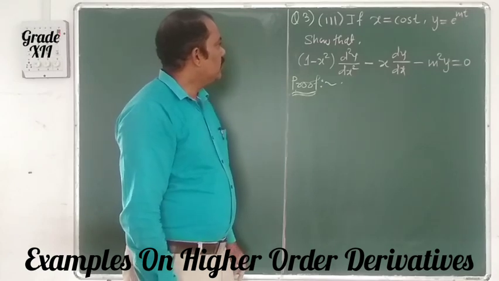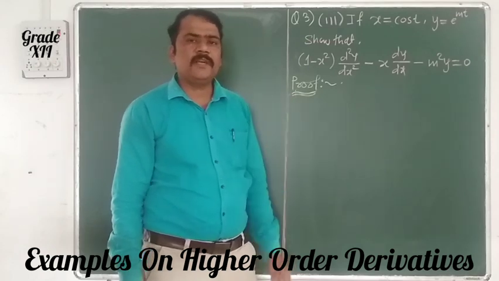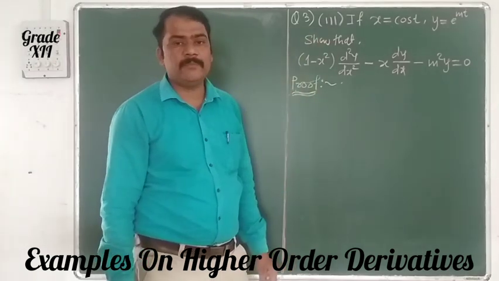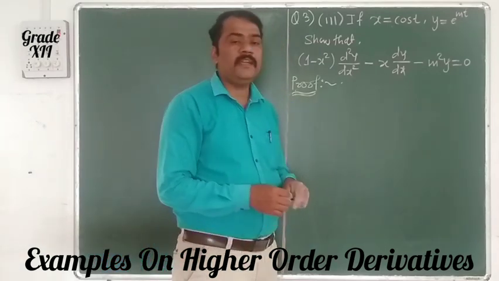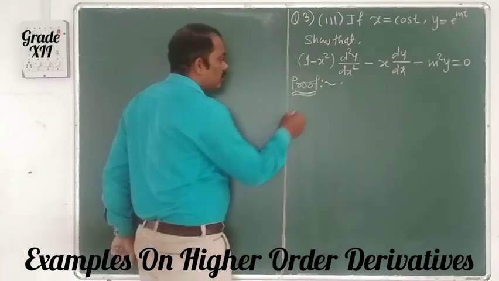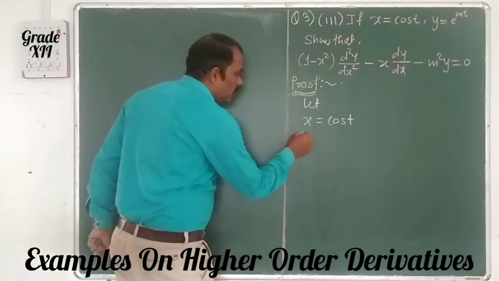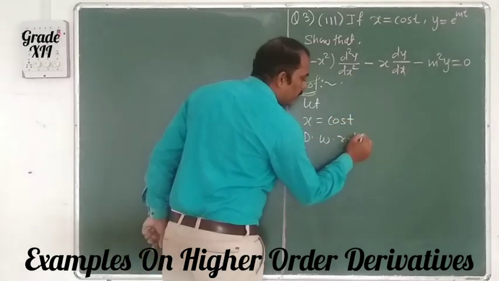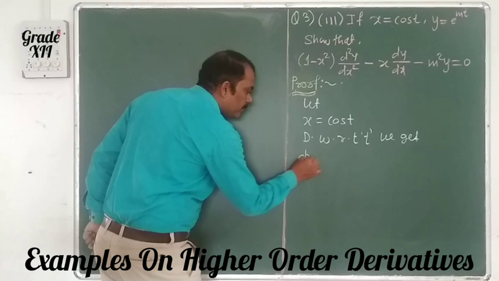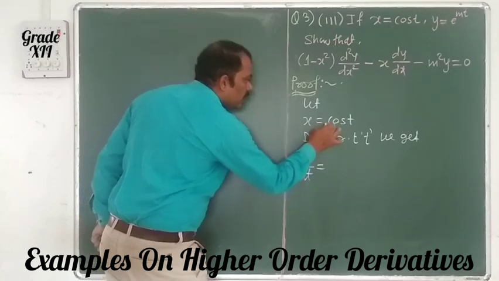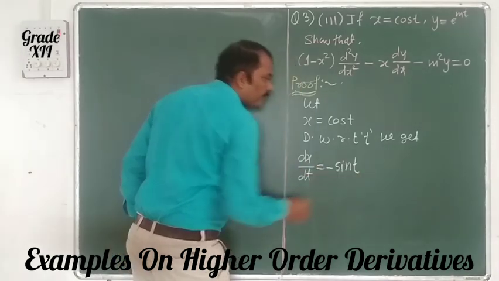Here x is equal to cos t, y is equal to e^(mt). This x and y are connected together by a third variable, that is t. That is, t is nothing but a parameter. So by using the derivatives of parametric functions, first we have to find dy/dx. Let x is equal to cos t. Differentiating with respect to t, we get dx/dt. Differentiation of cos t is nothing but minus sin t.